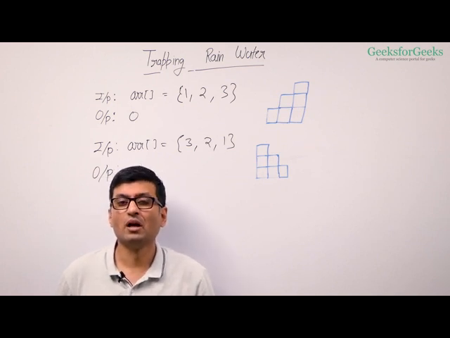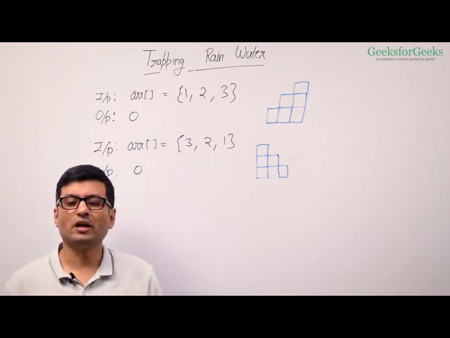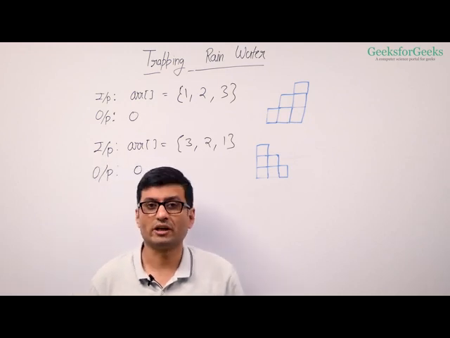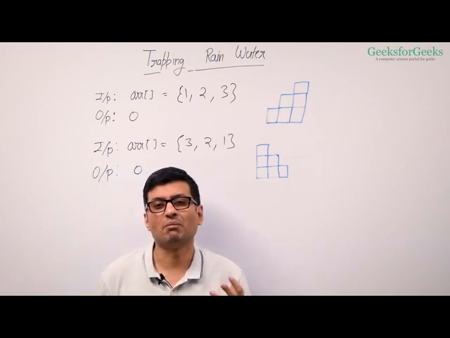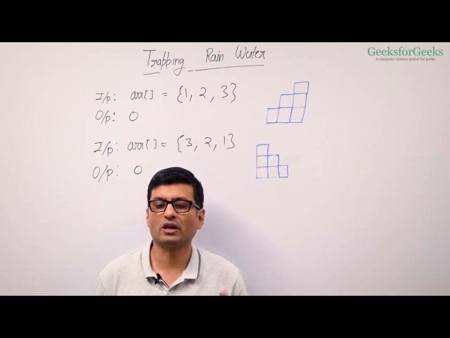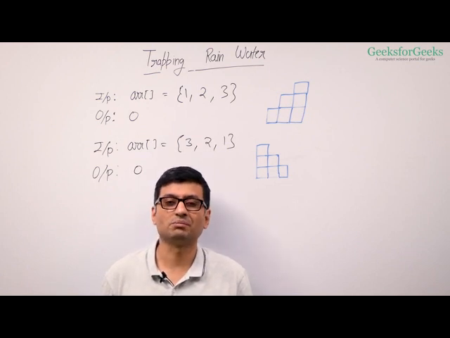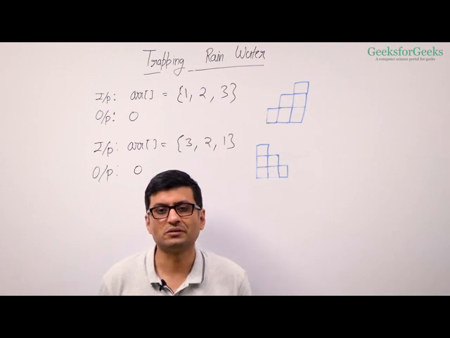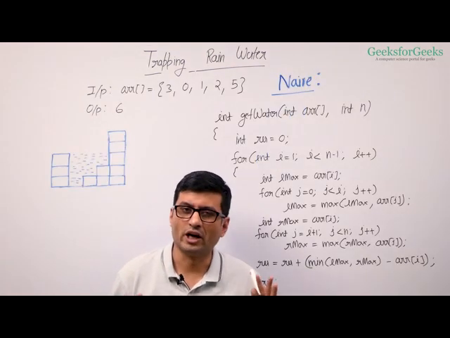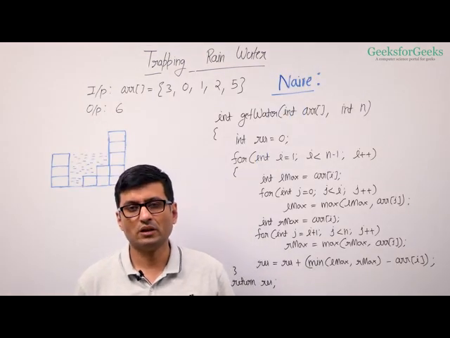Now please pause this video and try to think of a solution that tells you the amount of water that you can store for a given array. We are going to talk about different solutions. The first solution is big O of n square. Then we are going to talk about a theta n solution. Let us first talk about the naive solution to solve this problem.